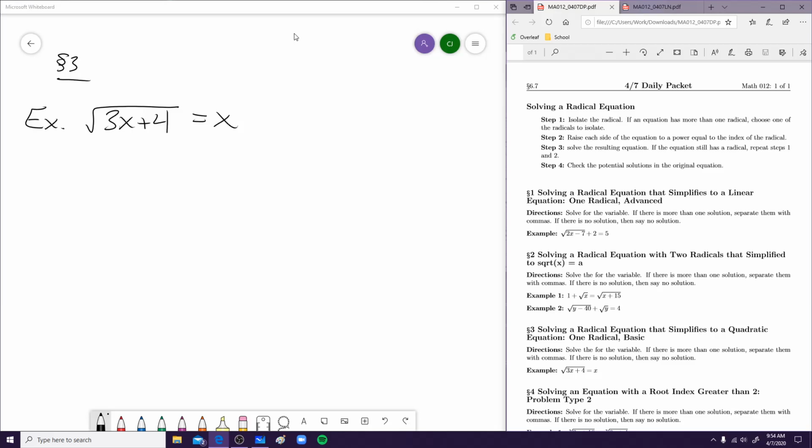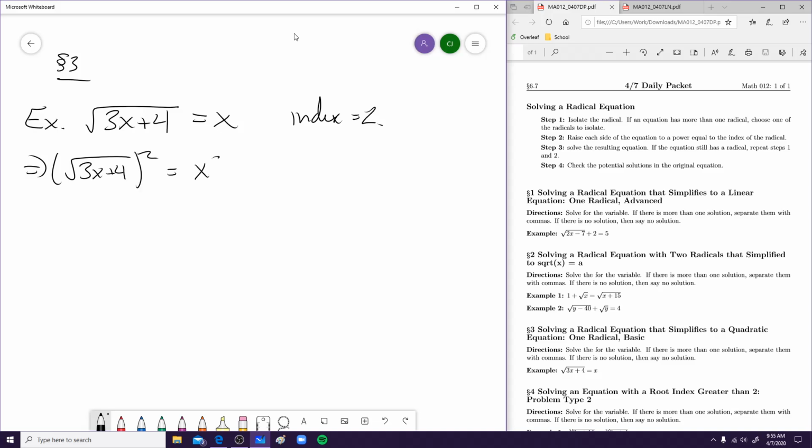So now we can just go straight to step 2 and raise each side of the equation to a power equal to the index. And when there's no number, the index is 2. Alright, so what we're going to do, since the index is 2, we're going to square both sides. And when we square both sides, this becomes 3x plus 4, and then x squared is just x squared.